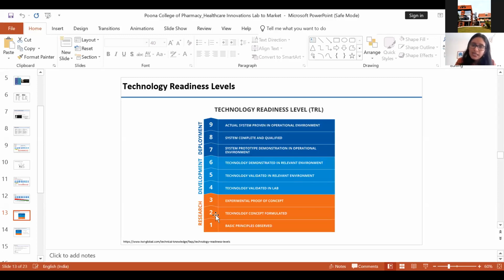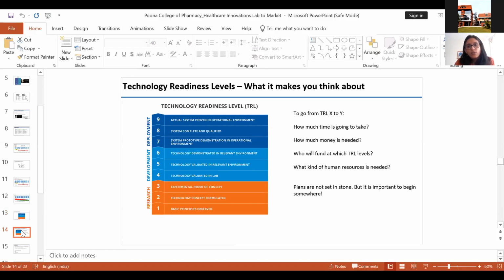Okay, so as I said, the value of what you're doing will change depending on whether you want to commercialize it at the research stage, at the development stage, or at the deployment stage. Now, what a TRL chart makes you think about, and it's important to have this chart when you are thinking about translating something from lab to market, is to draw out a chart for what it looks like for your type of product.